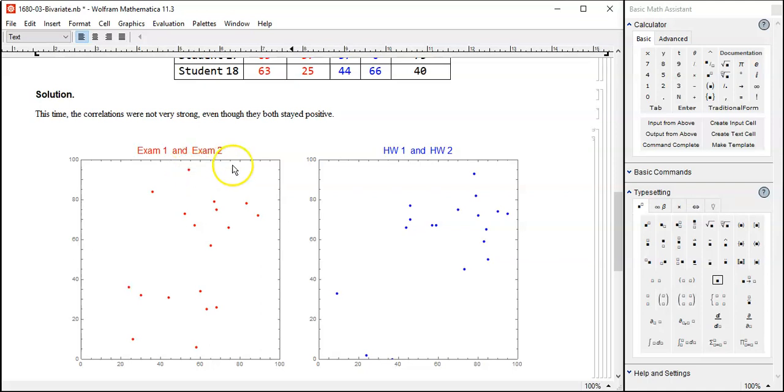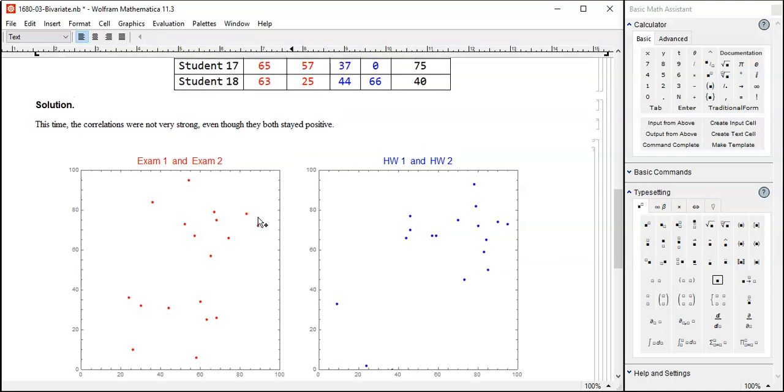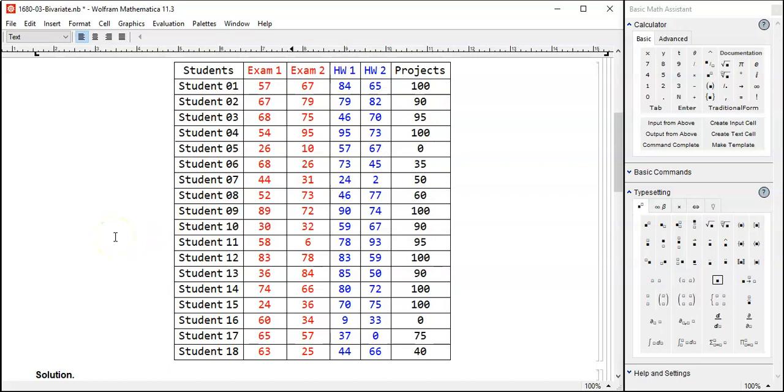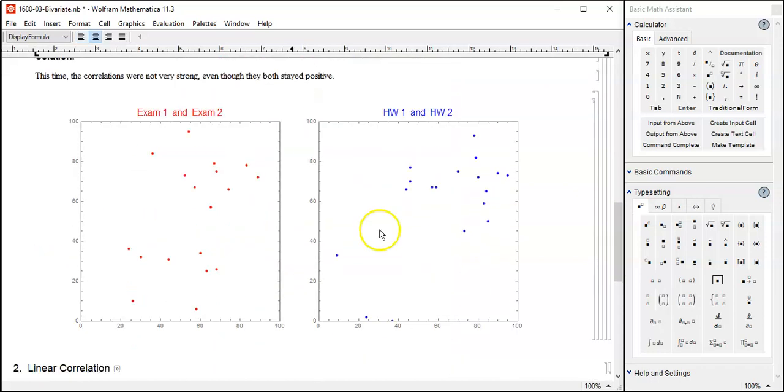Let's consider another student. How about this one? This student scored really high in the midterm exam, about 90, but the final exam, about 70, not very good. Well, where is that student? Student number 9, 89 and then 72. There are 18 students, so there are 18 dots.